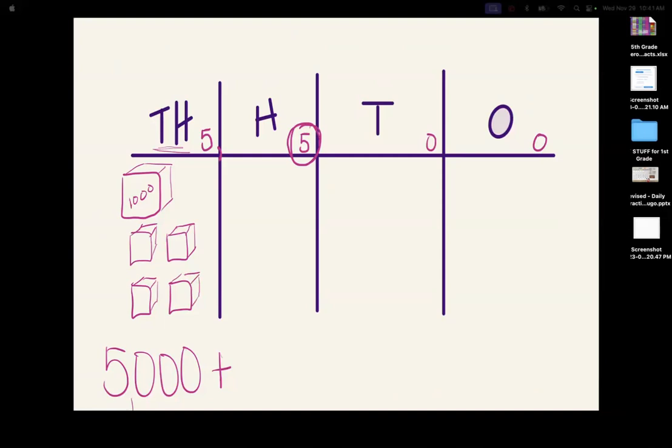How many in my hundreds? Athena says 5. So we have 500s blocks in our hundreds. 500.